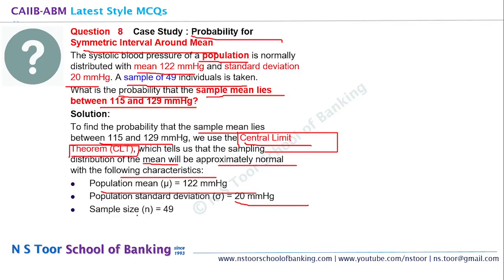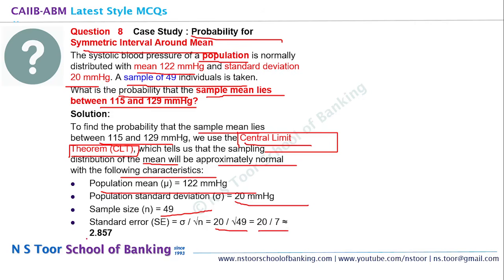Now, what is the sample size? Sample size is 49, that is small n. So n is 49. Now we have to calculate the standard error. How shall we calculate the standard error? Standard error is equal to sigma divided by square root of n. What is sigma? Population standard deviation, which is 20 here. 20 divided by the square root of 49, that is 20 divided by 7.